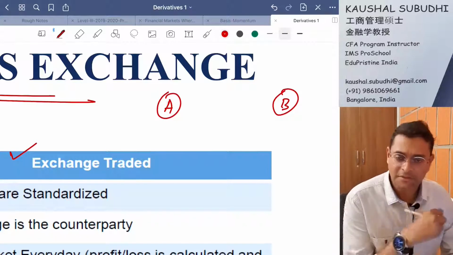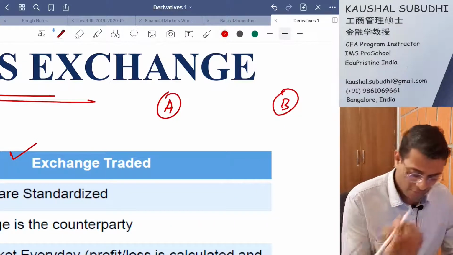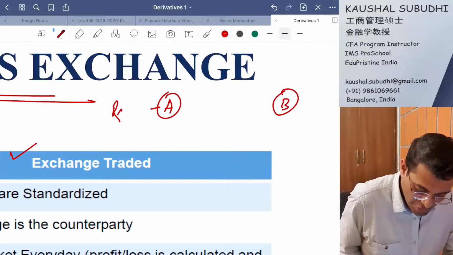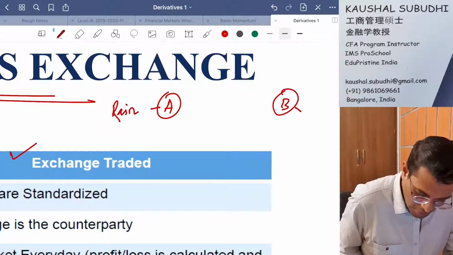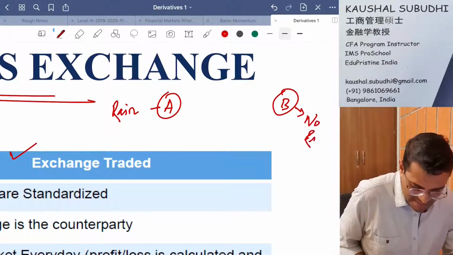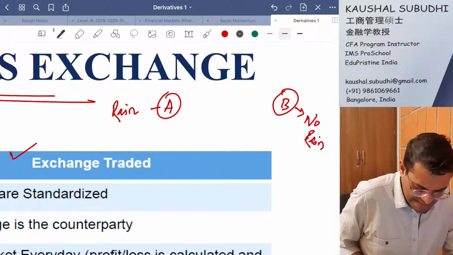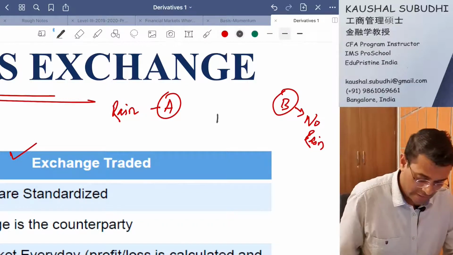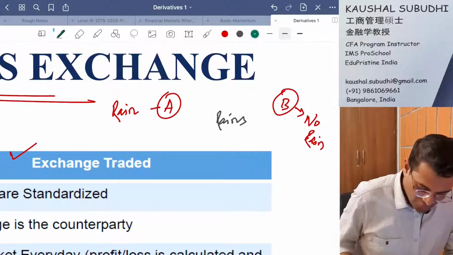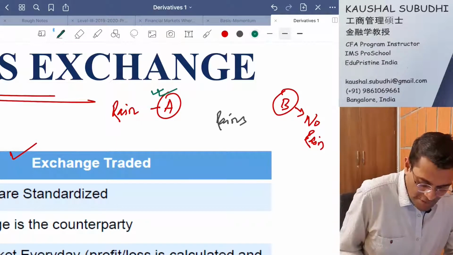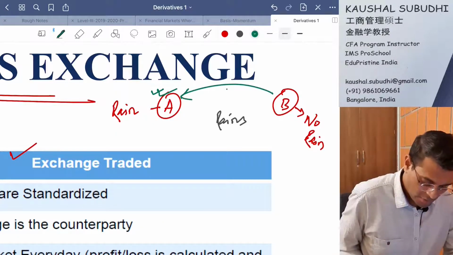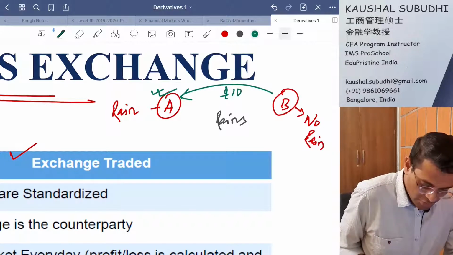Let's take a simple example, whether it's going to rain today. A speculates that it's going to rain and B speculates that it's not going to rain. So B says there would be no rain today and A is speculating that there is going to be rain today. The reality: it rains. When it rains, A is the winner. When A is the winner, A is supposed to receive $10 from B. That's what the contract terms were.